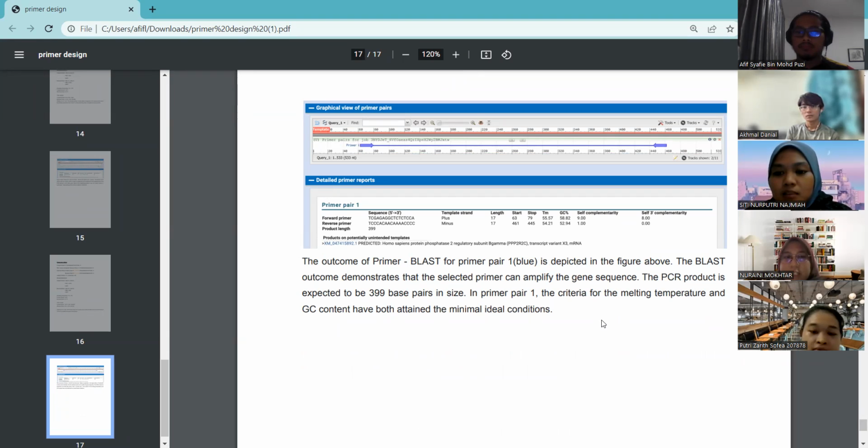So that's why we, group 3, decided to choose Putri's primer as the most optimal primers because of the difference in self-complementary, where Putri's is lower than mine. So yeah.